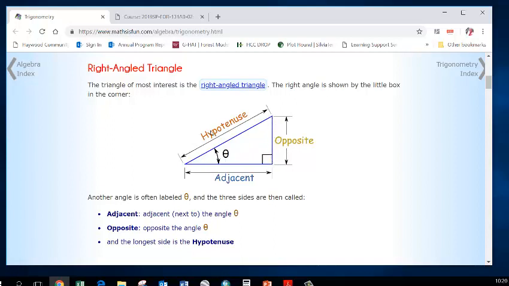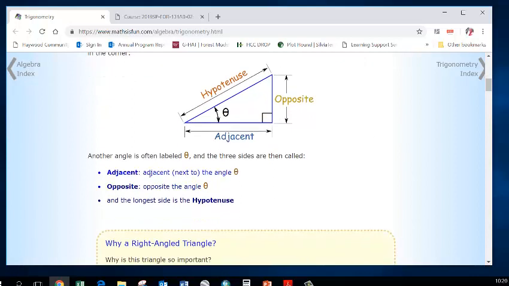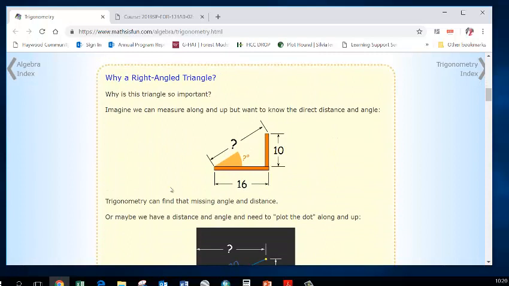So in trigonometric terms, they call it opposite, adjacent, and hypotenuse. That's how they're described here. So the longest side is the hypotenuse, opposite is the opposite of the angle theta, and adjacent is adjacent to the angle theta.